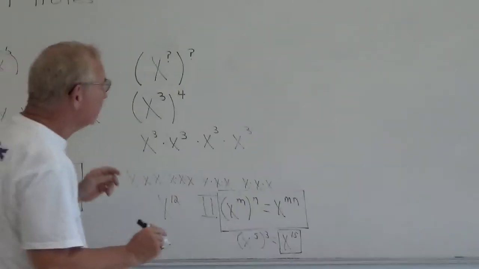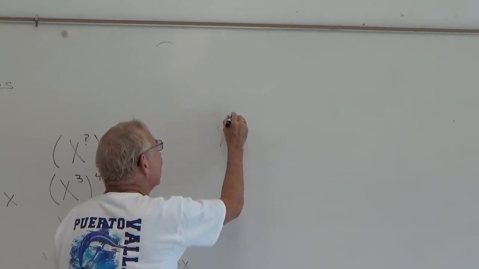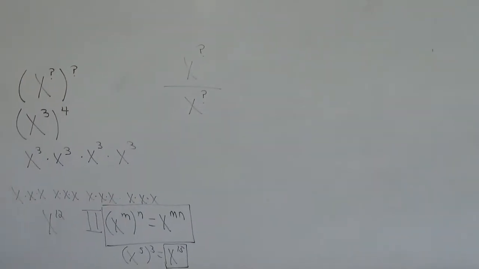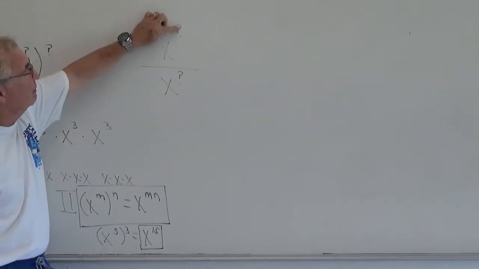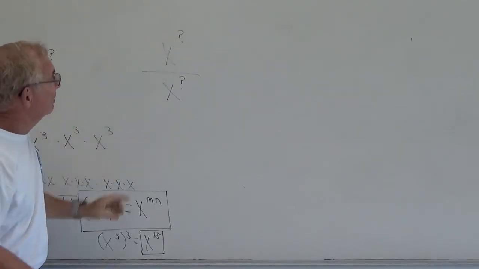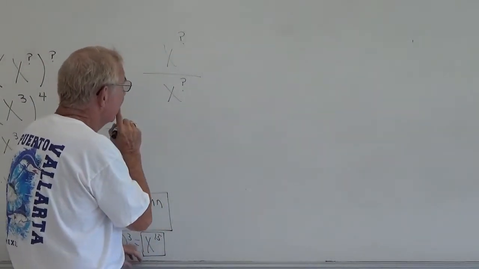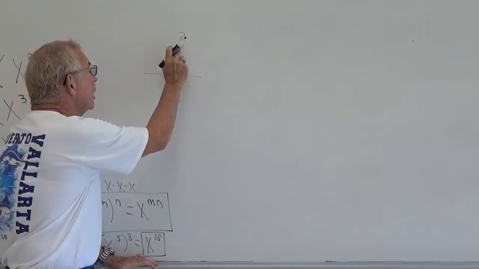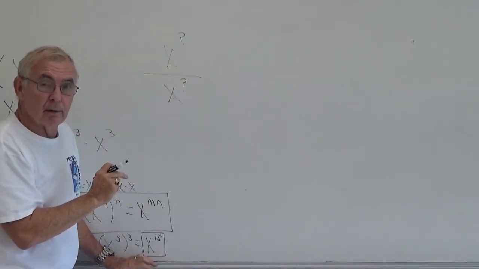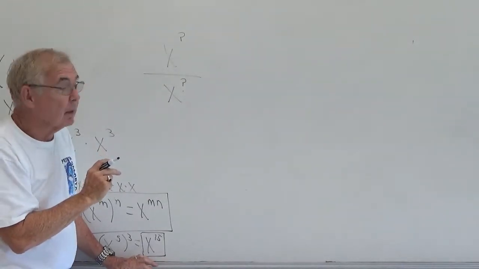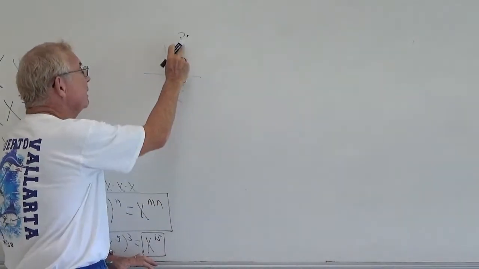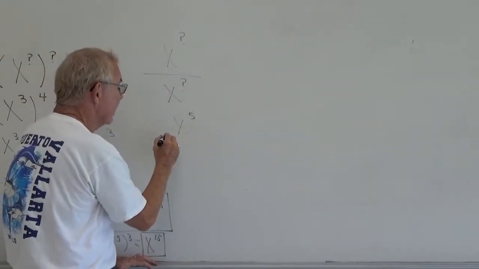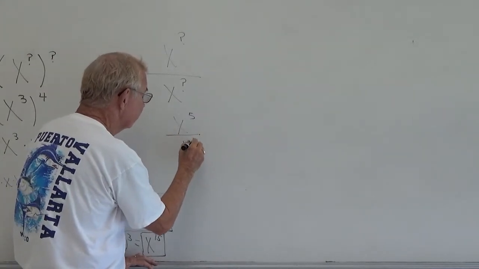Rule three. What happens if I have x to a power divided by x to another power? All right, who wants to give me that one? Three. Shelby gives me three. Now, let me make one suggestion, to not jump through hoops. Shelby, make this number bigger than that number for now. The top number's got to be bigger than the bottom. Give me a bigger number up there. Five. What's on the bottom? Two. Very good.